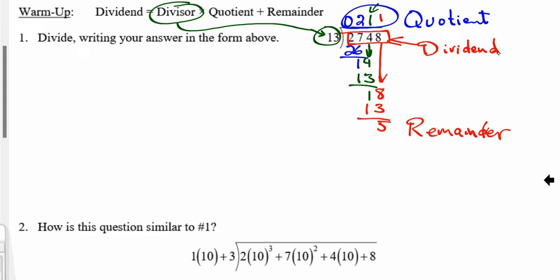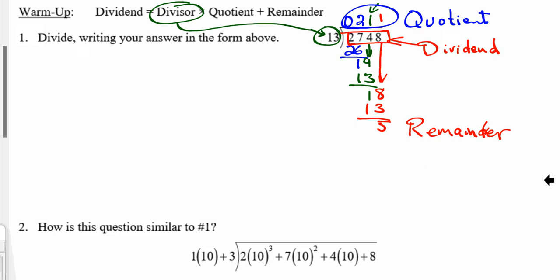Dividend is not a term that you need to remember. Divisor, quotient, remainder, all of those are likely to show up, especially quotient and remainder, but divisor is also useful to remember. So a divisor is what we're dividing by. So we're asked to write it in that form. But before we get to that, I want to talk about why that gives us a true relationship between these 4 numbers.